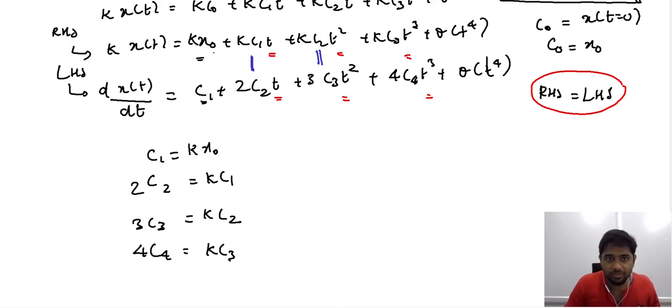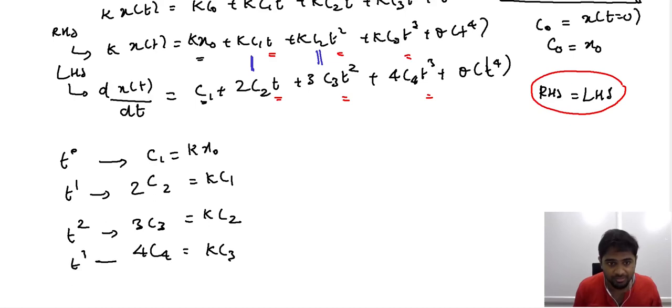For t0 we equated this. So this pertains to the coefficients of t0. This pertains to the coefficient of t1. This pertains to the coefficients of t square. This pertains to the coefficients of t cube, and so on and so forth. We can go on forever, considering that this is an infinite series.